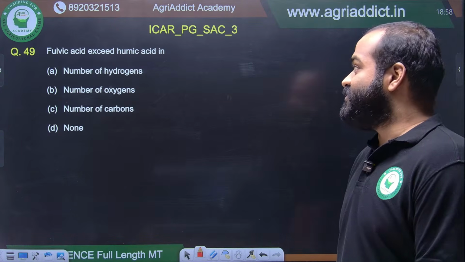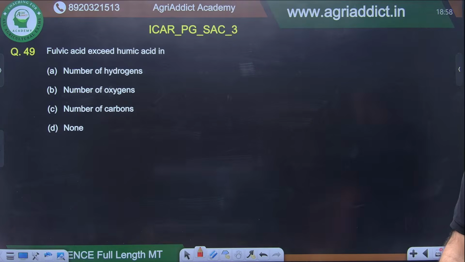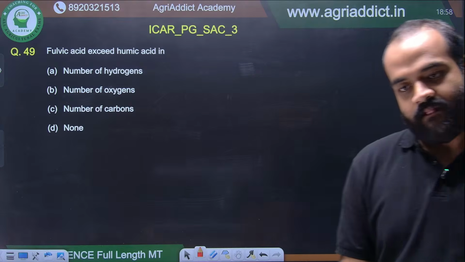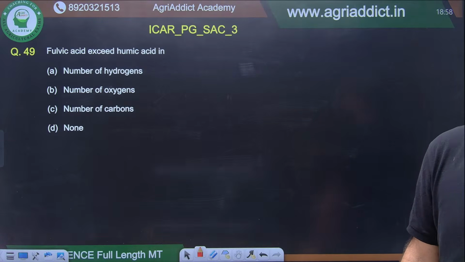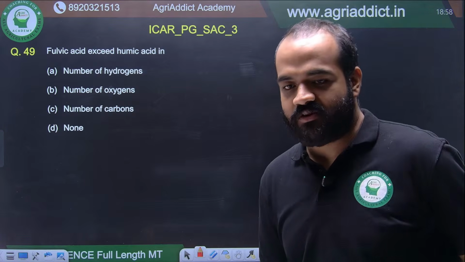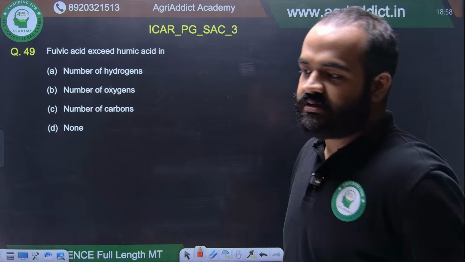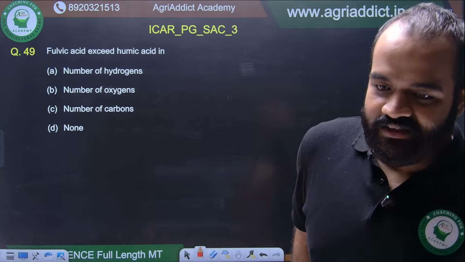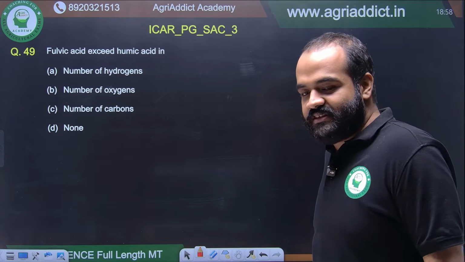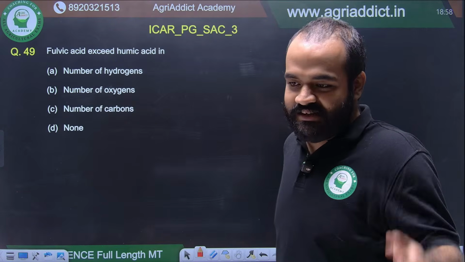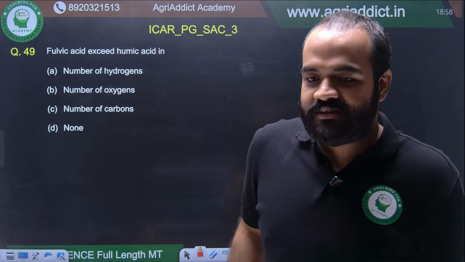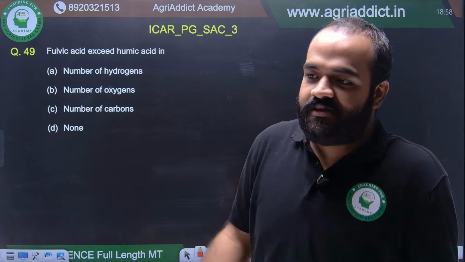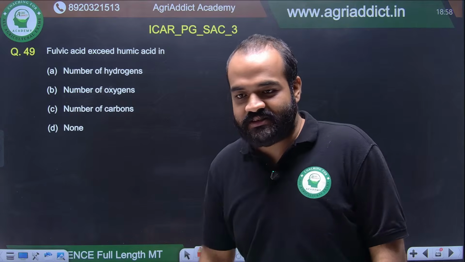Fulvic acid exceeds humic acid in. This is also a very easy question. Black soil responds well to irrigation. No, brother, how will it? Black soil has high water holding capacity and high moisture. So the one who already has something does not respond. If you already have a huge amount of money, if I give you 10 rupees, you don't care, you don't respond. But someone with no food and no money, even if I give 5 rupees, that person will be delighted. That is called a response.